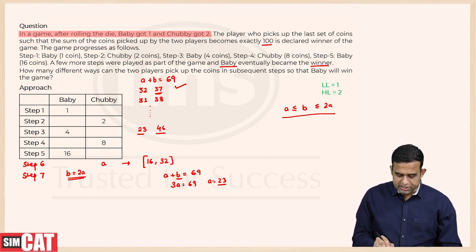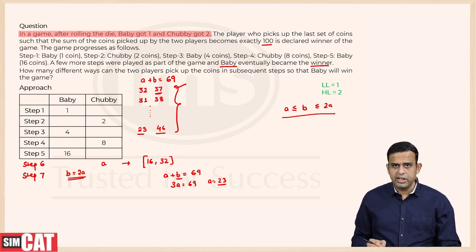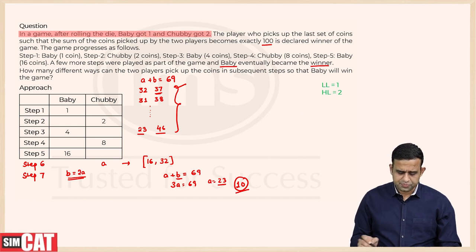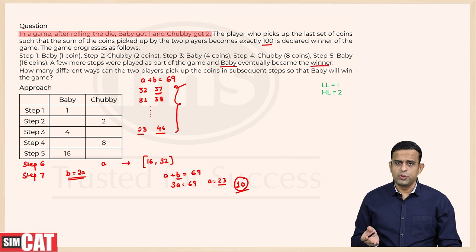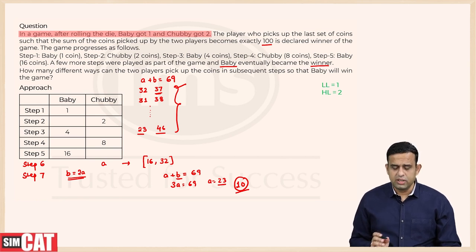So in all these cases, if you look over here, the value of A is going from 23 to 32, and hence this will lead to 10 such cases. Many of us will end up marking 10 as the answer. But please understand one thing over here: what they have told you is that Baby has to win ultimately. So Baby could also win in step number 9 as well.